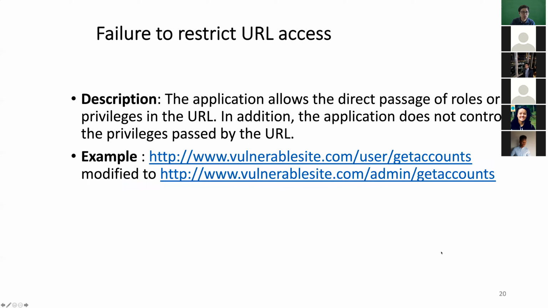The next one is also about URL, a failure to restrict URL access. Here it's the same thing, just change the user. For example, they change from user to admin to get more information. So if we want to make sure it's secure, we need to check the privilege of this user. We need to make sure that it doesn't access the information at a different level, okay?